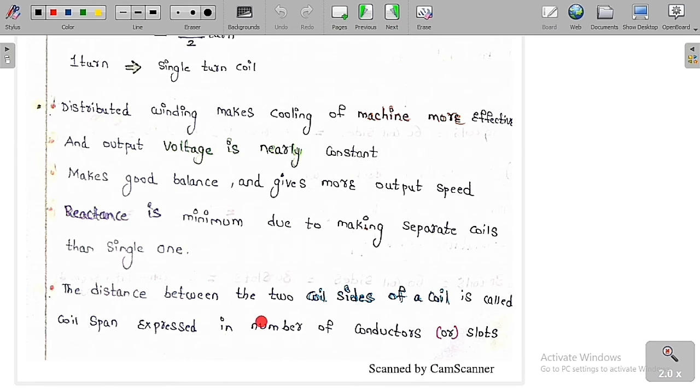The distance between the two coil sides of a coil is called the coil span, which is expressed in the number of conductors or slots. These things I have already told you. The distance between the two coil sides of a given coil is called the coil span, and it is basically expressed in number of conductors or slots.